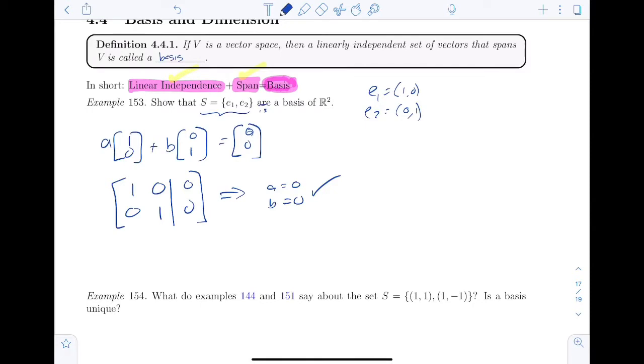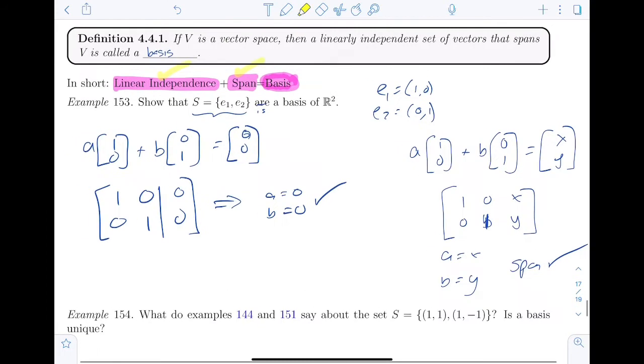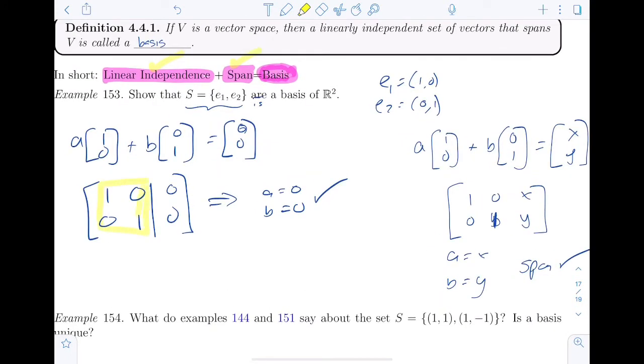How about span? So A times (1, 0) plus B times (0, 1) is equal to some vector (x, y). Well, when I just look at this, it looks like 1, 0, x and 0, 1, y. So what's the solution? This says that A equals x and that B equals y. Of course they span, right? Very good. Now, if you get the feeling that this really just amounts to row reducing to the identity, the answer is, yeah, that's really just kind of what it amounts to, okay?